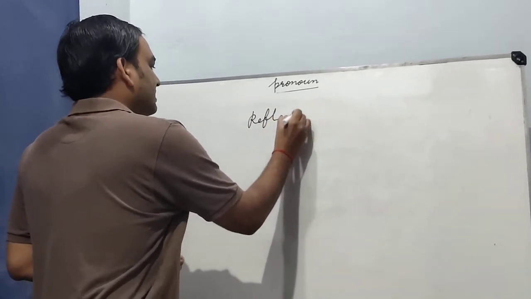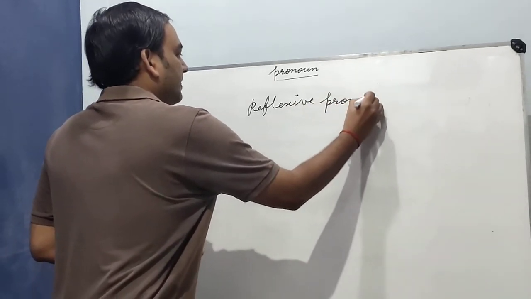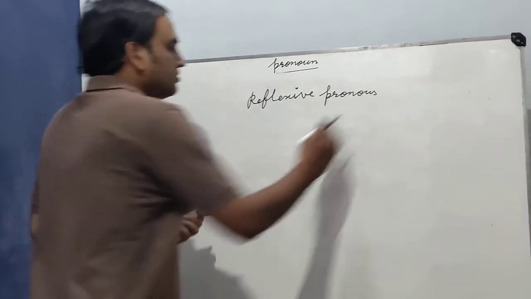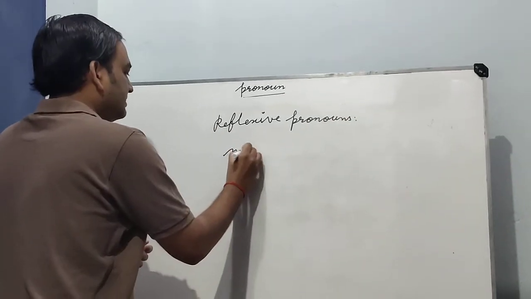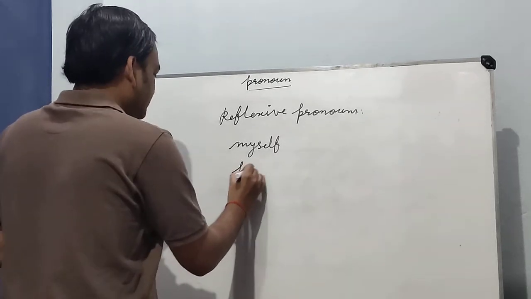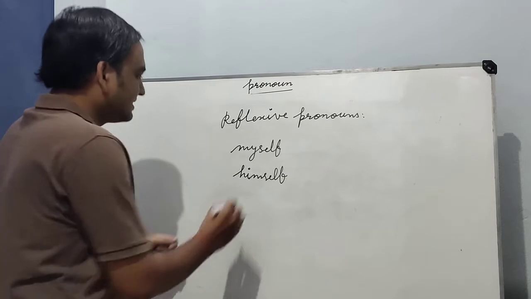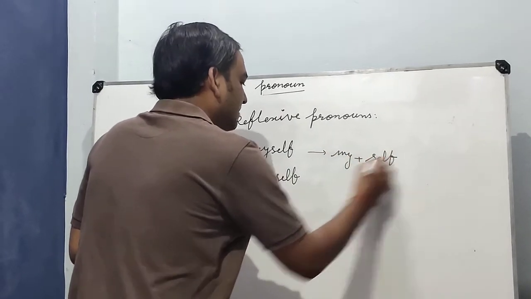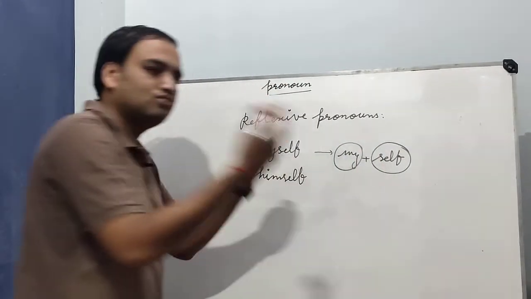Reflexive, इसका मतलब होता है, इसमें जो words आते हैं, the words we are using in reflexive pronouns, like myself, okay, like himself. We are using self, है ना. This is made by my plus self. What is my? My is a possessive adjective and self का मतलब होता है स्वयं, खुद.